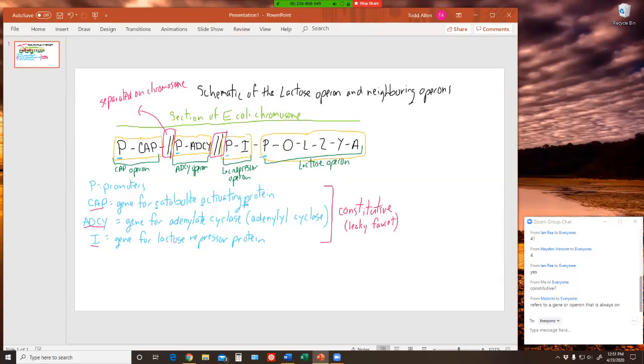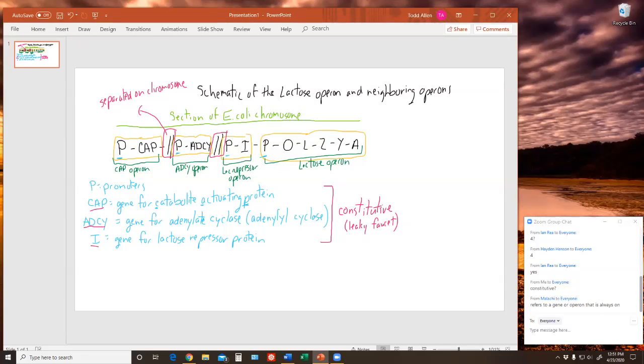Okay, so we have 4 operons. The first one's the cap operon. The second one is the ADCY operon. The third one is the lac repressor operon. And the fourth one is the lactose operon. Now, even though we're talking about the lactose operon, you have to understand that the lactose operon is regulated by molecules that are in fact made by other operons, not just the lactose operon. Okay, is that making sense, Hayden? Yes. Okay. All right, so let's continue here.